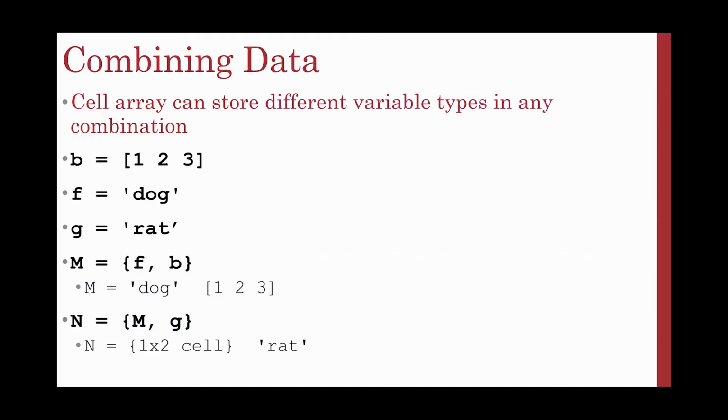So our cell arrays can store different variable types in any combination. Sorry, it's a cell array, not a structure array. So if I have b equal to the vector 1, 2, 3, f equal to the word dog, g equal to the word rat, m I can define as curly bracket f comma b. So I'm creating a cell array m, and m would then contain the character string dog and then the vector 1, 2, 3. If I created a different cell array called n and I said n is m comma g, n is actually going to contain the 1x2 cell array of m and then the character string rat.